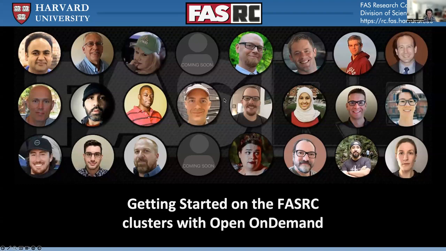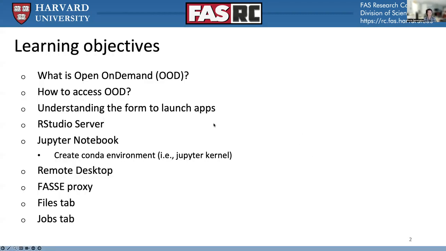Hi, everyone. Today in this training, I'll talk about how to get started on the FASRC clusters with Open OnDemand, which is our graphical user interface. Some of the things that we'll cover, that I hope will help you do your job more efficiently, are: what Open OnDemand is, how to access it, understanding how the form to launch the apps works, and then some specific applications that a lot of people use.